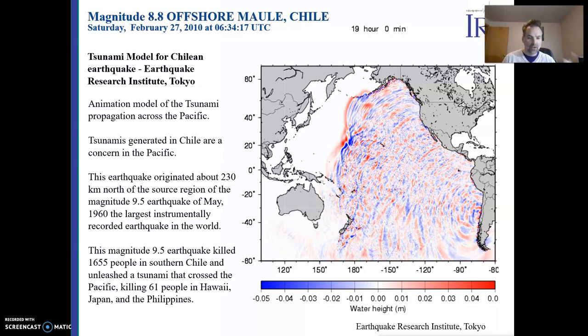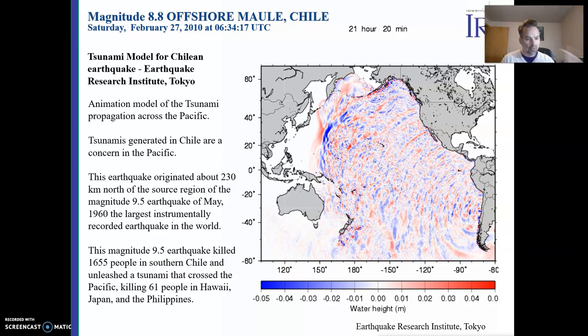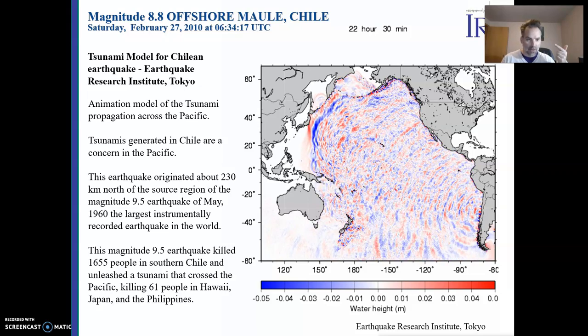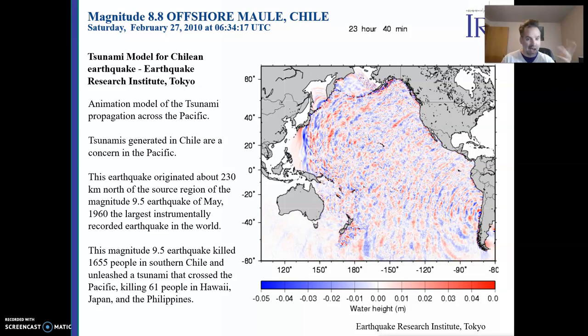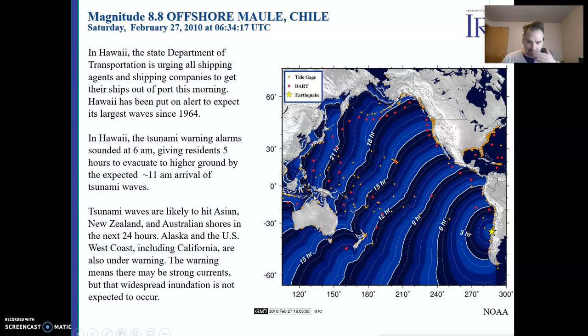If you know the distance and you know the velocity, then you can calculate the time it's going to take for the wave to reach a certain location. And they did that here. This was actually done in Hawaii, the Department of Transportation. Basically, they use this as a prediction tool.